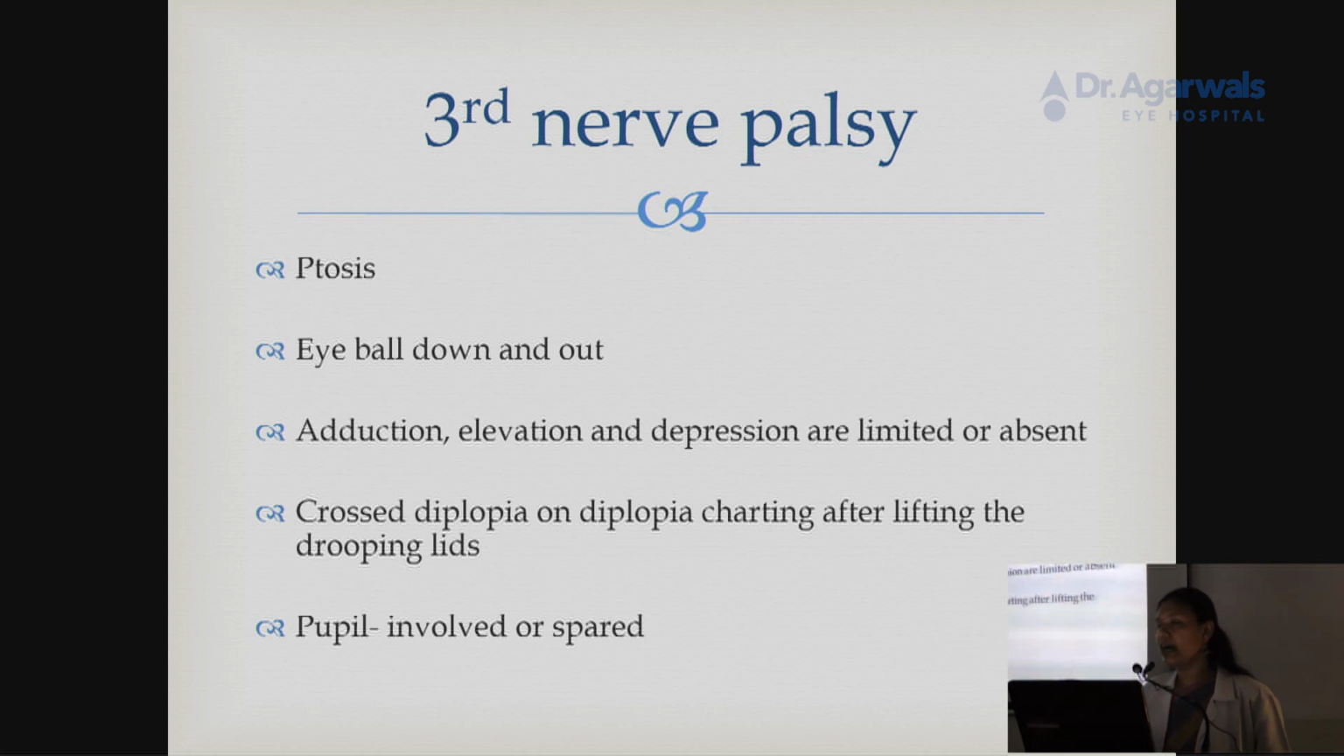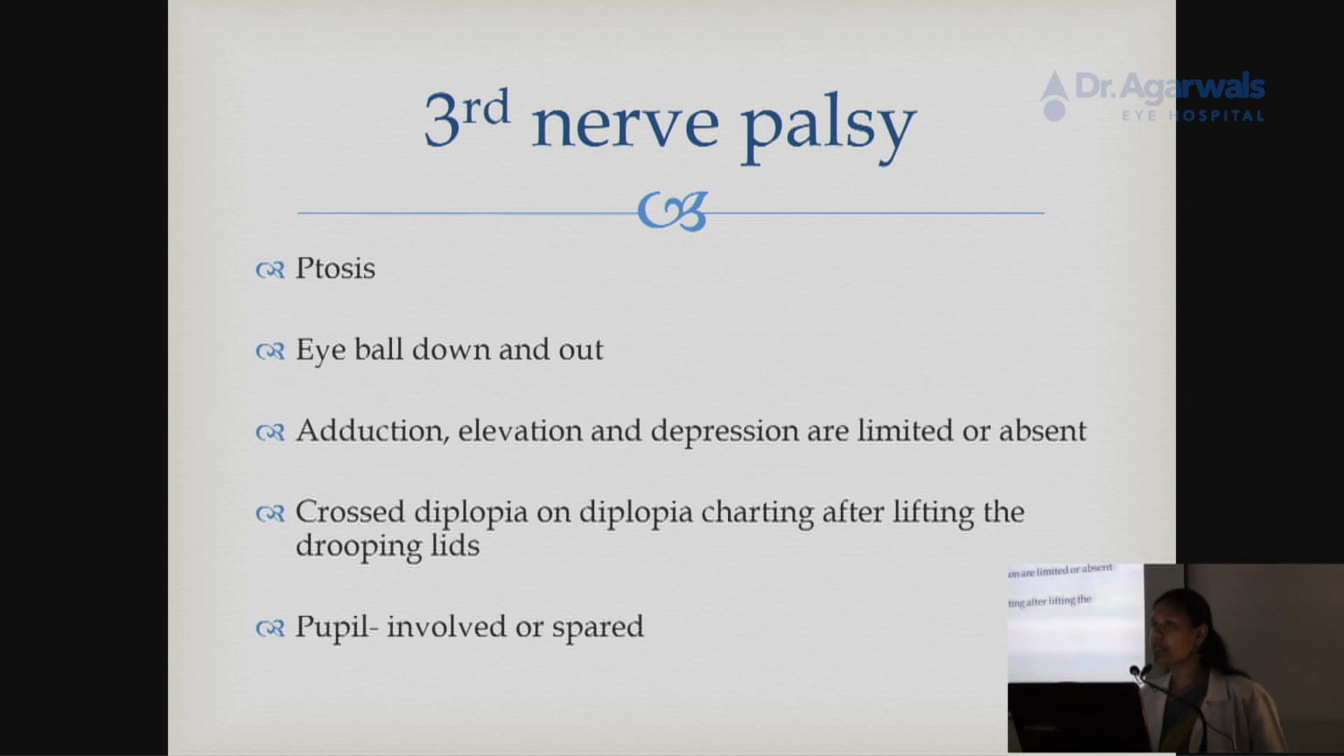Pupillary involvement happens in cases of a surgical 3rd nerve, because the pupillary fibers are located superficially and are supplied by the pial plexus. If there is a tumor or an aneurysm compressing on the 3rd nerve, these pial blood vessels are affected and the pupillary fibers are affected, and hence the pupil gets involved.